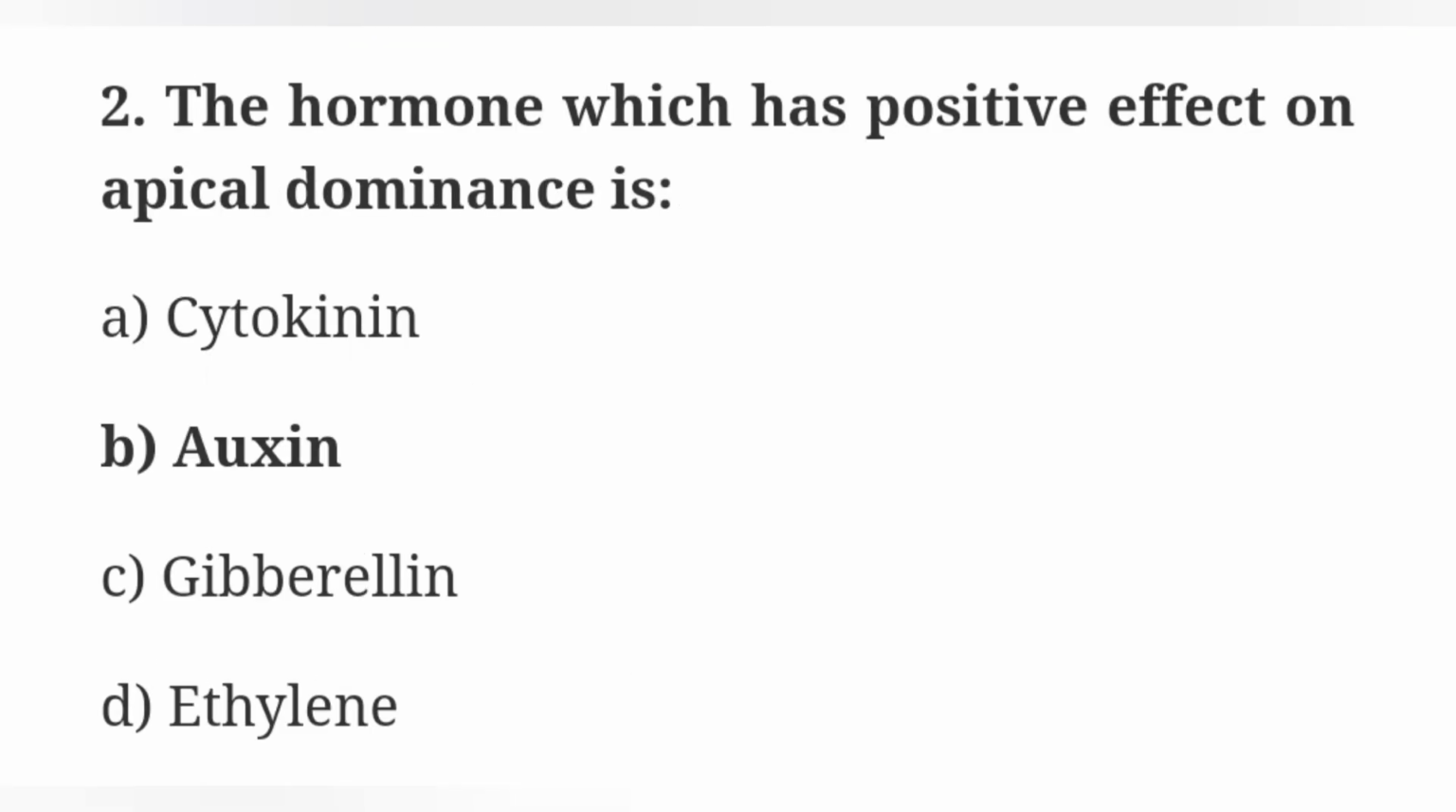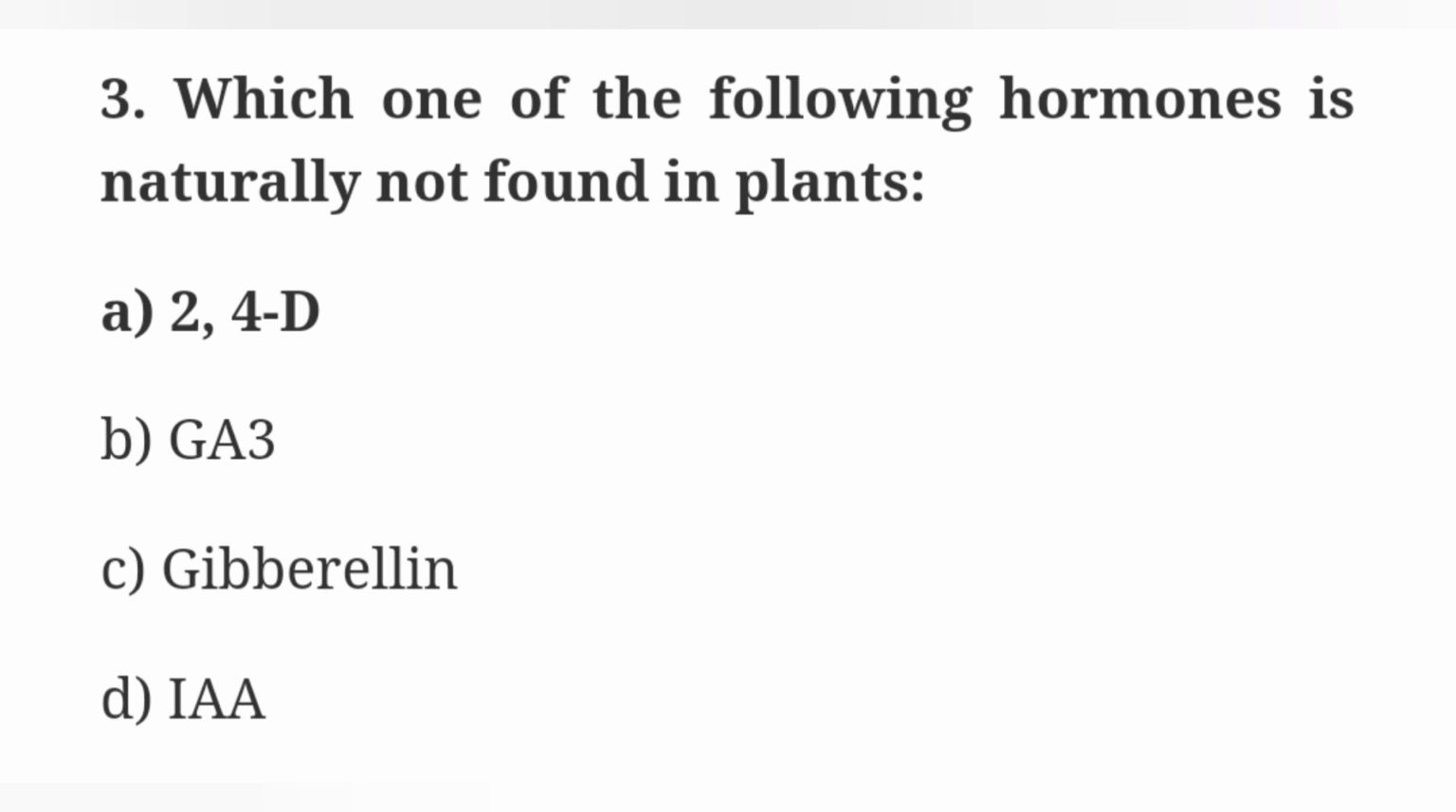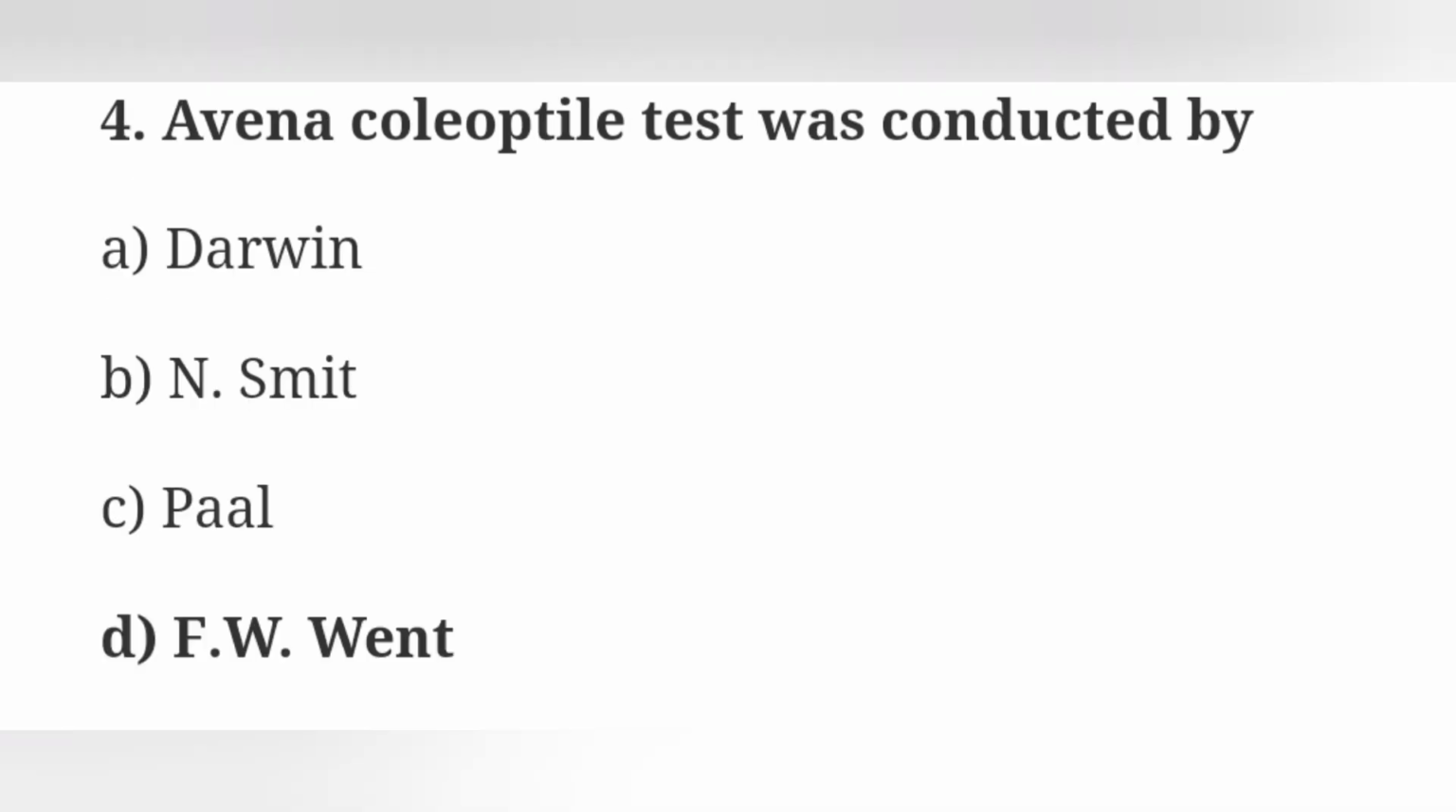Second one, the hormone which has positive effect on apical dominance is dash. Option B, answer auxin. Third one, which one of the following hormones is naturally not found in plants? Option A, answer 2,4-D. Fourth one, Avena coleoptile test was conducted by: option D, answer F.W. Went.